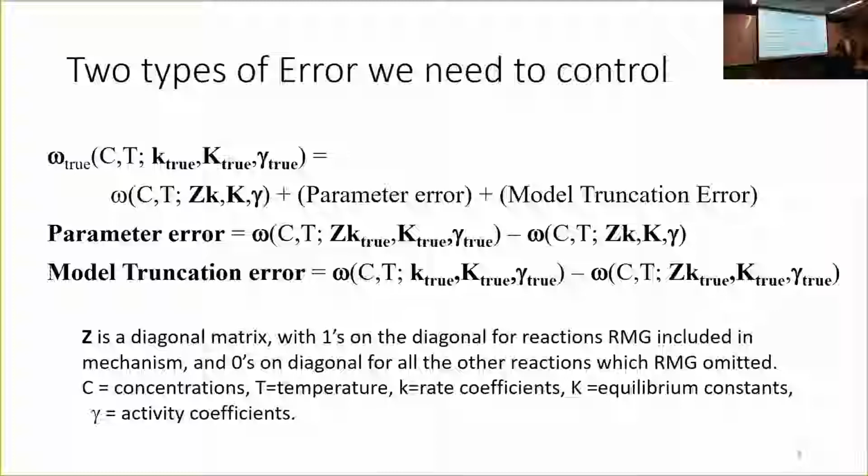But the real model, the true model, has 1s for everything, because it includes every possible reaction that there is in the world. All right. So when we build a model with RMG, we're going to have both kinds of error, parameter error and model truncation error, but the strategy of how to deal with them are completely different.